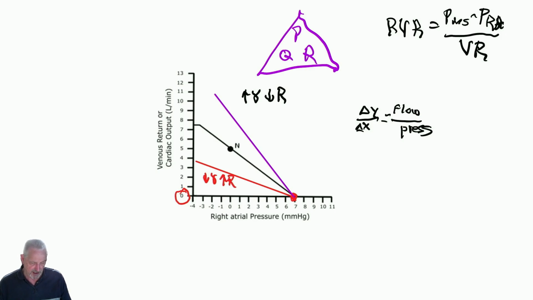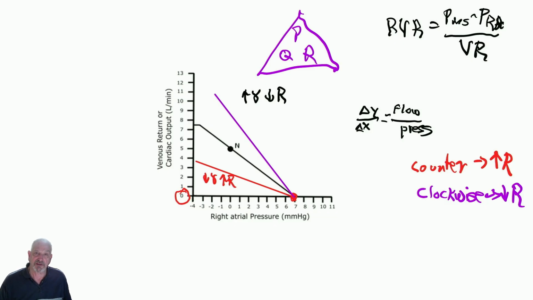So counterclockwise is increased resistance, and clockwise represents a decrease in resistance.